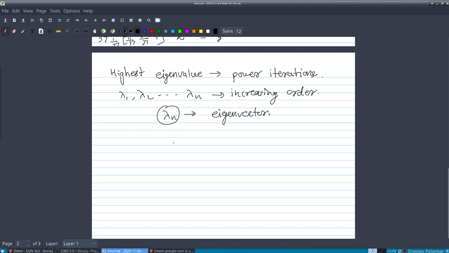So based on your understanding of linear algebra, can you try to tweak this method to get the lowest eigenvalue and corresponding eigenvector? See here, A is our matrix, and corresponding to matrix A we have eigenvalues lambda 1, lambda 2, up to lambda n in increasing order. So that means if we use the direct method of power iteration, we will get lambda n, that is the highest eigenvalue. The problem now is I want to find out lambda 1, the lowest eigenvalue.